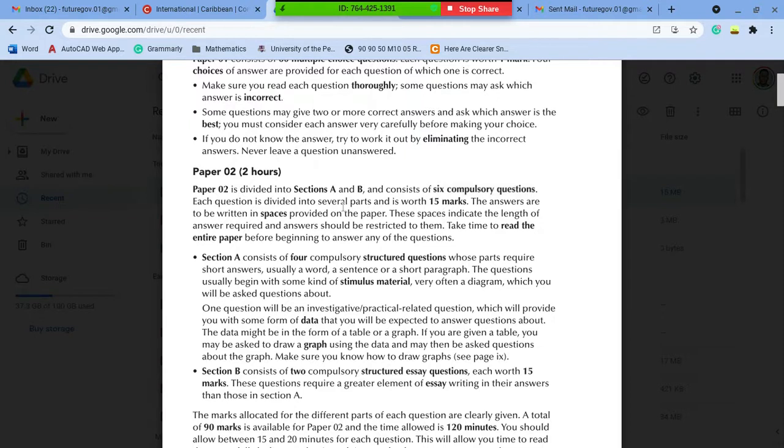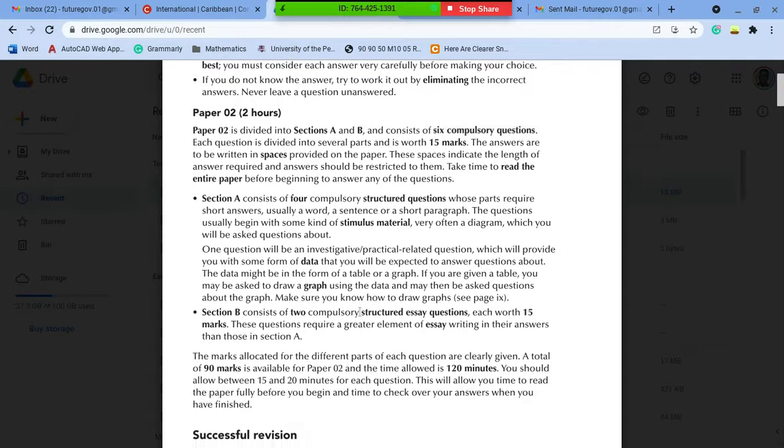And it consists of 6 compulsory questions. Each question is going to be worth 15 marks, and the answers are short answers, so you don't have multiple choice in paper 2. So section A now is going to be 4 structured questions, which is going to be you writing a paragraph or a word or a sentence, alright? Section B now is going to be 2 compulsory questions, each worth 15 marks, and it's going to be a type of an essay, right?